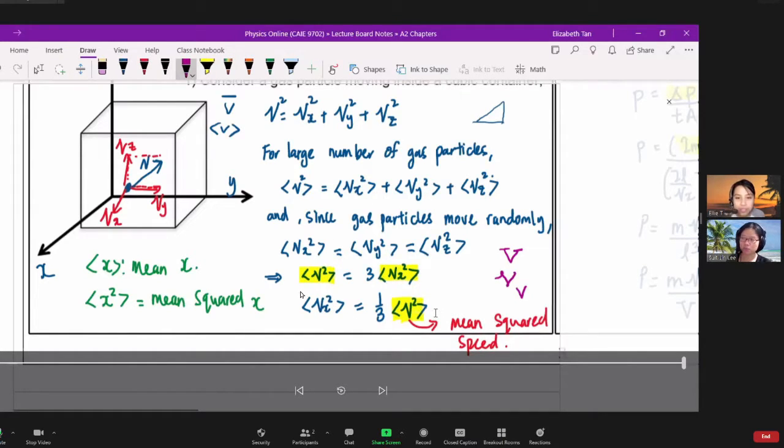Right now, if we have a particle traveling in the x direction, we can assume that the average in that x direction is 1/3 of the average of the total speed squared. That's the takeaway. We will continue to the next part.